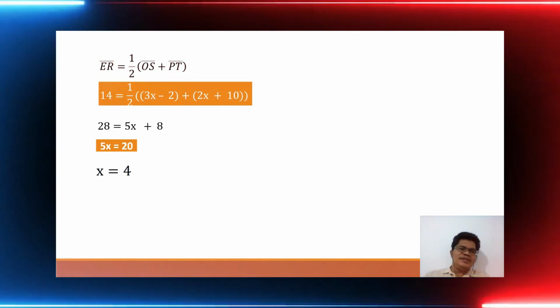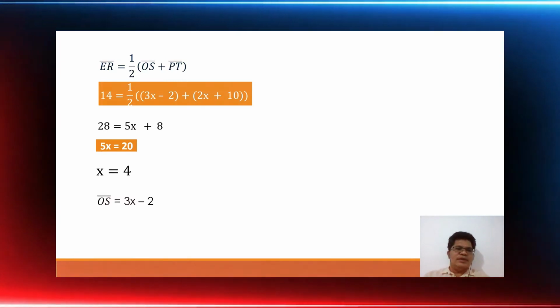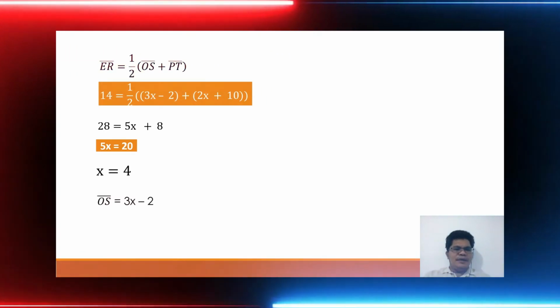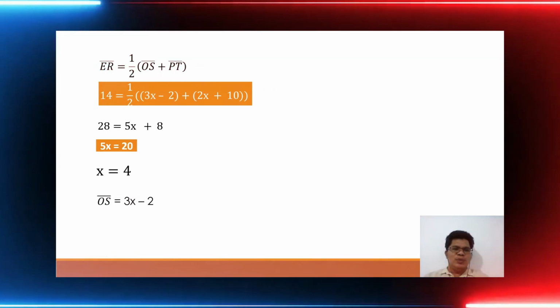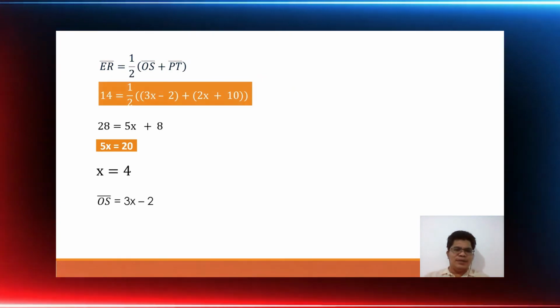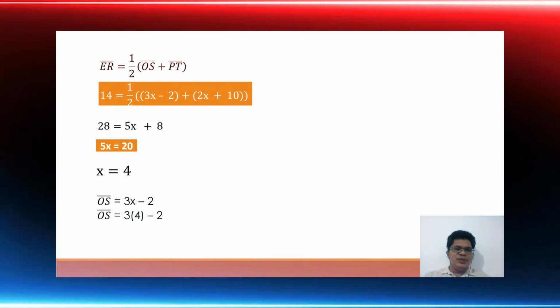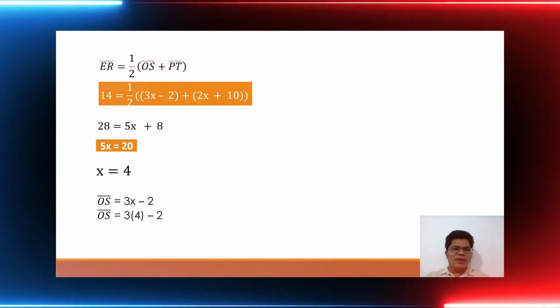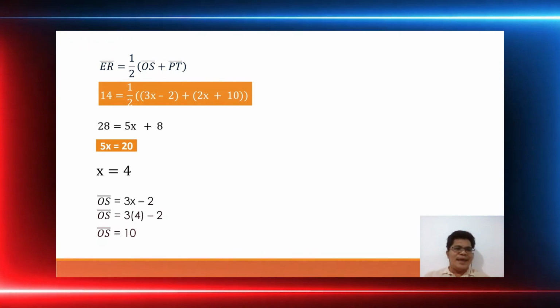Now the question is, what is the length of each base? Let us now get the measurement of side OS, which is 3x minus 2. Substitute 4 as the value of x. It becomes now 3 times the quantity of 4 minus 2. And 3 times 4 equals 12 minus 2. So the answer is 10.